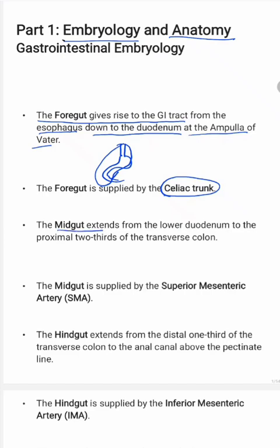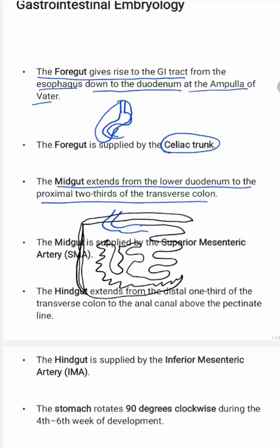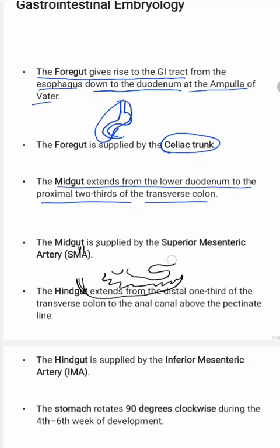Now, midgut extends from lower duodenum to the proximal 2/3 of the transverse colon. Okay, so now this is the duodenum. Then we have jejunum, then we have ileum. I am drawing a rough diagram of this. And then there is ascending colon, then transverse colon. So 2/3 of the transverse colon up to there. This is developed from the midgut.